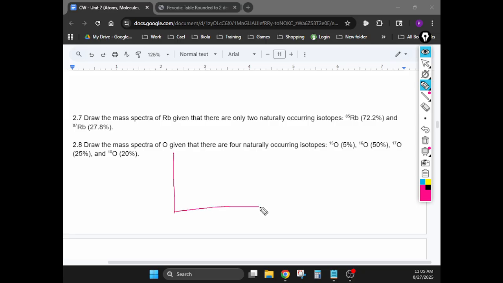So we're going to draw our x and y axis. We're going to label them, so we can just write percentage right here, and then here we can write the mass number.